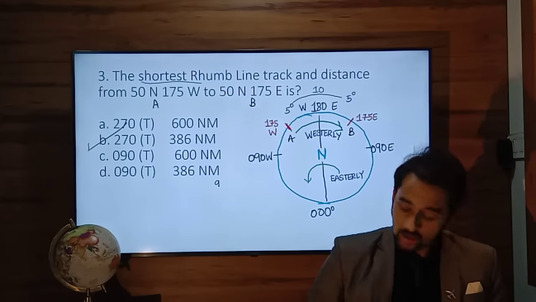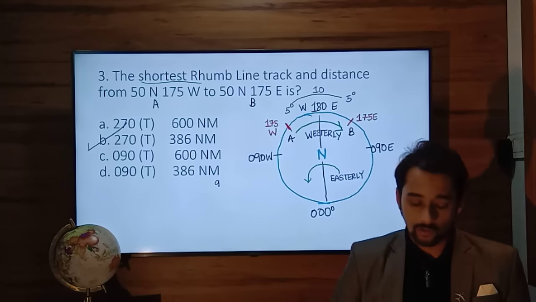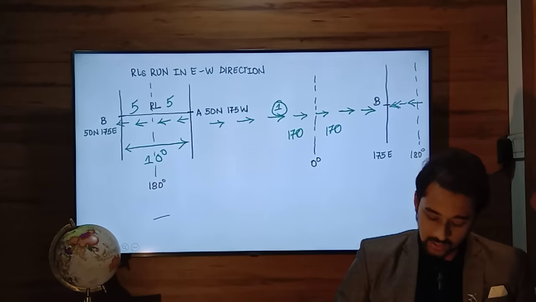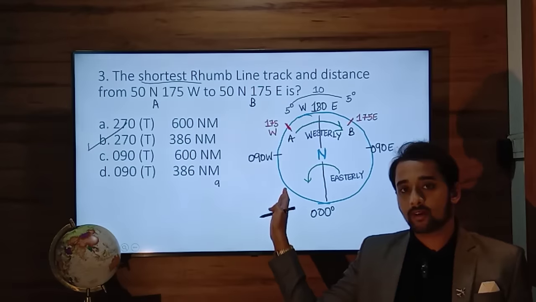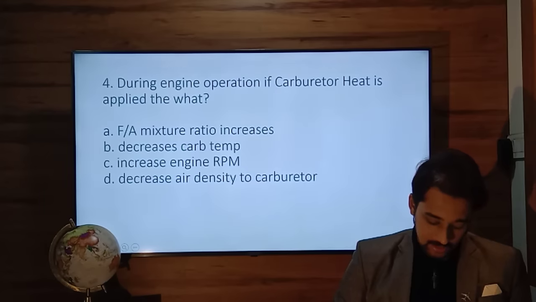So this is how you plot this diagram and then solve the sum using the formula. I always suggest students to draw this diagram for Rhumb line. It is easier to plot and check the directions.